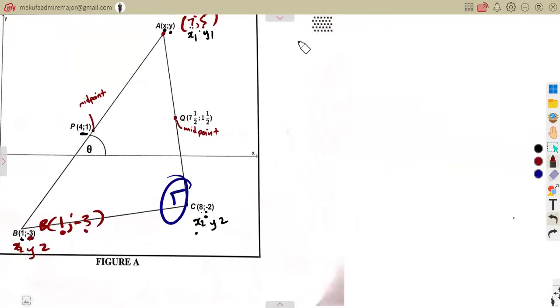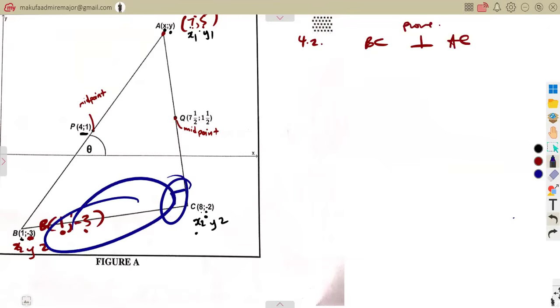Remember, this is what we need. That's 4.2. We want to prove that BC is perpendicular to AC. This is what you're supposed to prove. The gradient of BC, are we having it? No, we never calculated that.